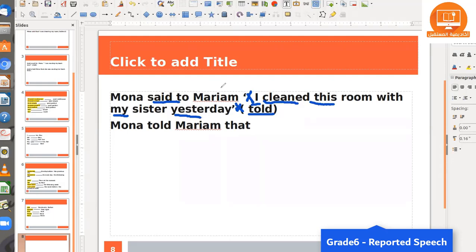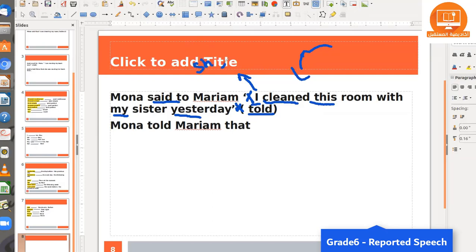No. No, I explained just for you, especially for you. So look, clean. I must change the tense, grammar. Okay, the tense past simple. I must change time expression yesterday. And I must change my. Okay, what should I change I to? Into she. Yeah, it will be she.